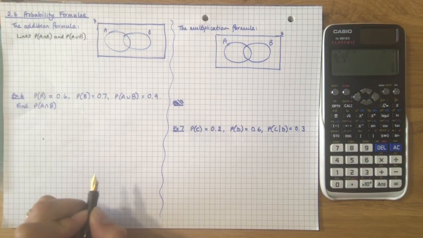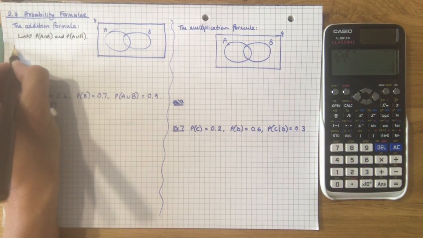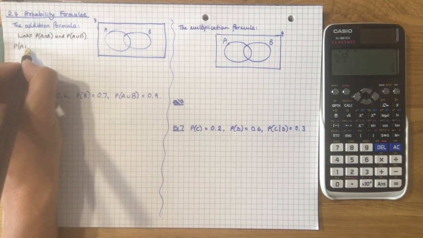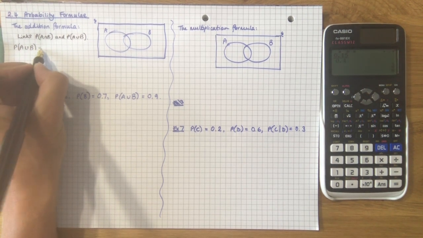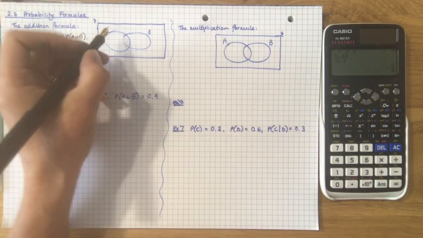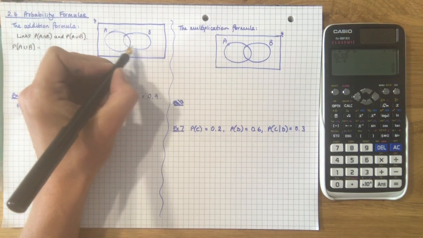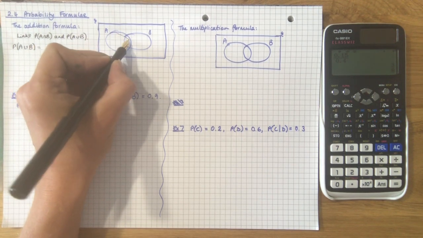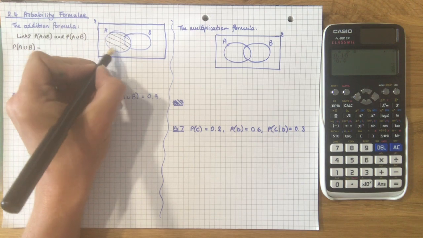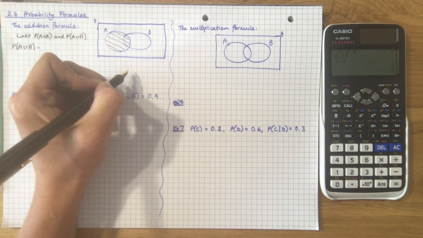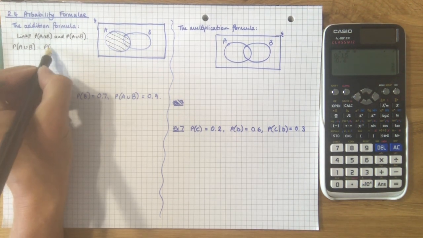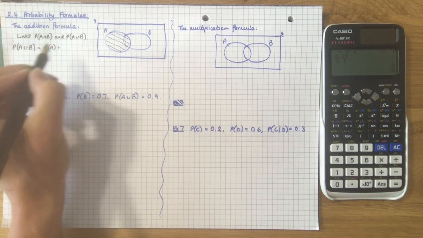Now let's think about the union of A and B for a second. I'm going to write here the probability of A or B equals. If I want the union of A and B, that means I want everything inside the circles. So I want all of A and I want all of B.